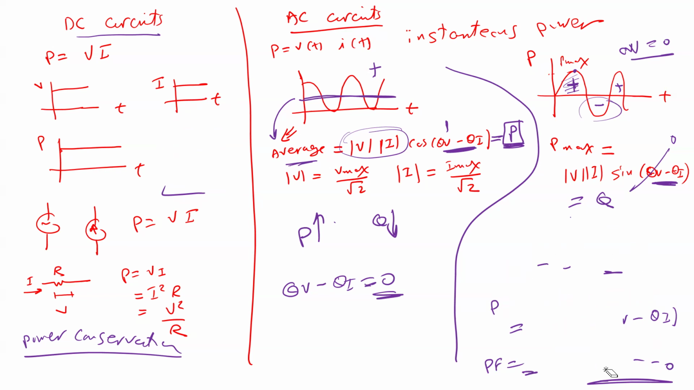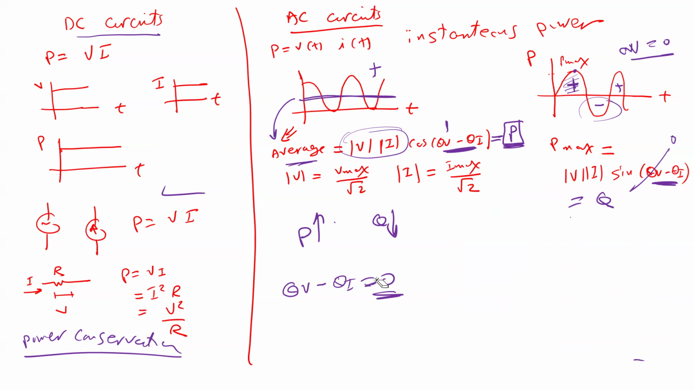So now P is actually the magnitude of V times the magnitude of I times cosine of theta V minus theta I. And Q here means the maximum value of the reactive power. Q is actually V times I times sine of theta V minus theta I. Is that okay?